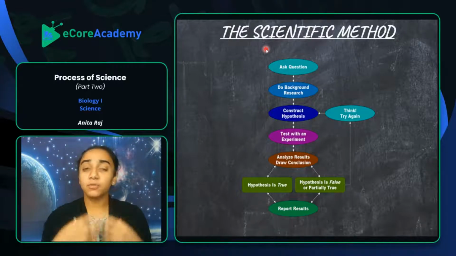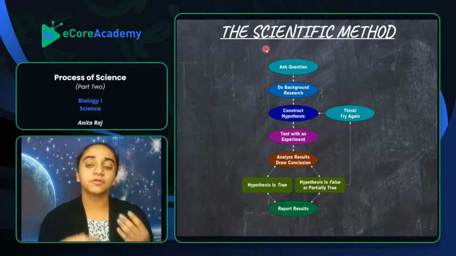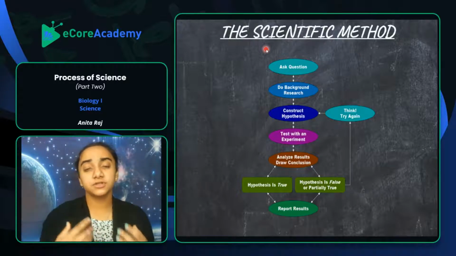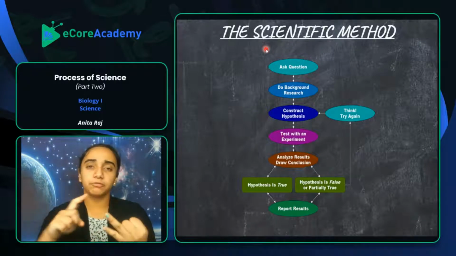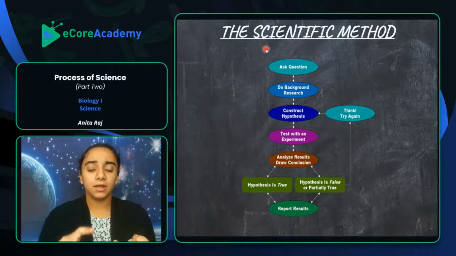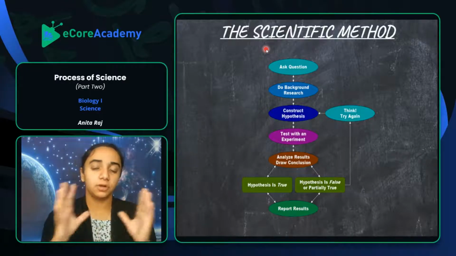No matter what, if your hypothesis is true or if it's false, you have to report your results. So you can share your results with other scientists, because you don't want to have any bias. You don't want to redo this experiment when you know what the results are, when you know that your hypothesis was wrong. You just want to report the results to the population of scientists.